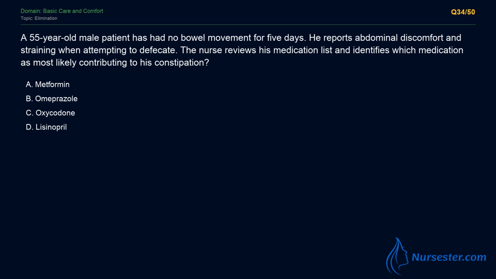Question 34. A 55-year-old male patient has had no bowel movement for 5 days. He reports abdominal discomfort and straining when attempting to defecate. The nurse reviews his medication list and identifies which medication as most likely contributing to his constipation. Option A, metformin. Option B, omeprazole. Option C, oxycodone. Option D, lisinopril.